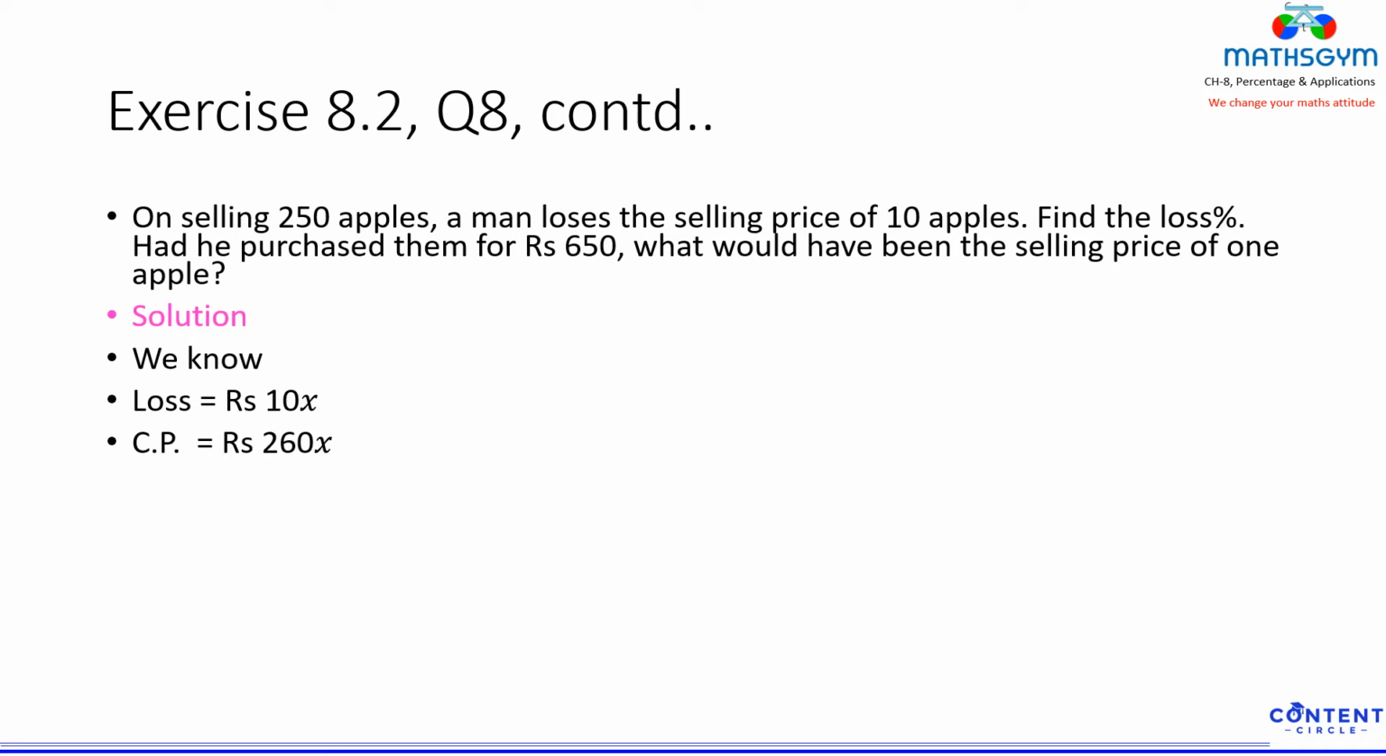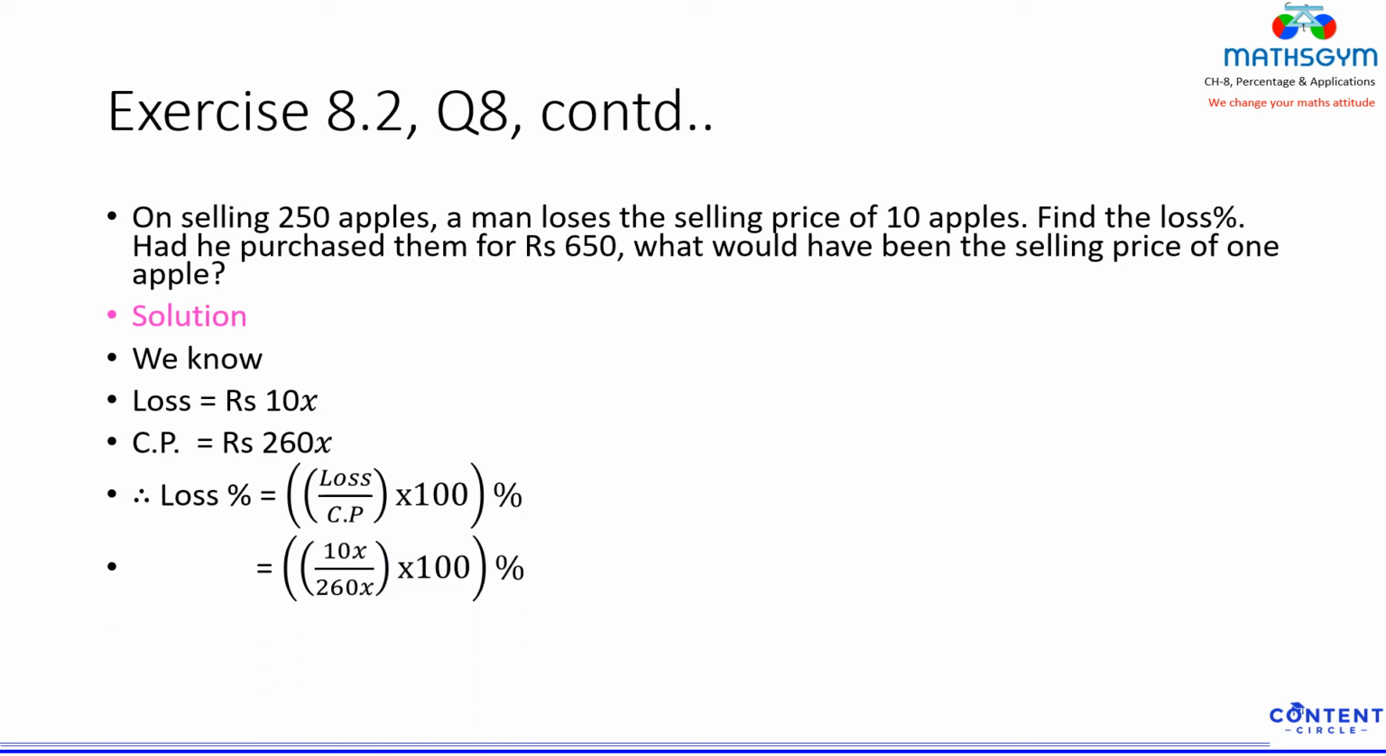Can we not find the loss percentage? We know the loss percentage is loss upon CP into 100. So it is fairly simple. 10x upon 260x into 100. We know these x and x cancel out, and rest of the simplification, while removing the 0 and dividing 26 and 100, you will eventually land up with 50 upon 13%, which in the mixed fraction is 3 11 by 13%.